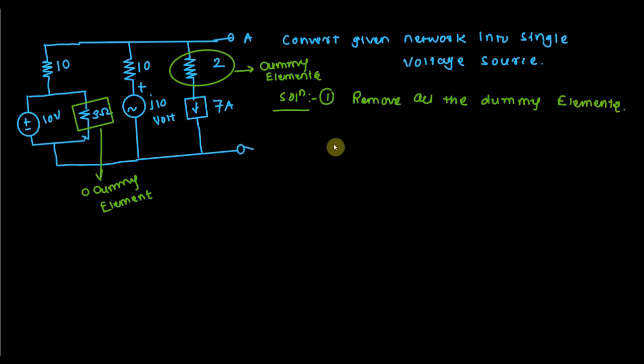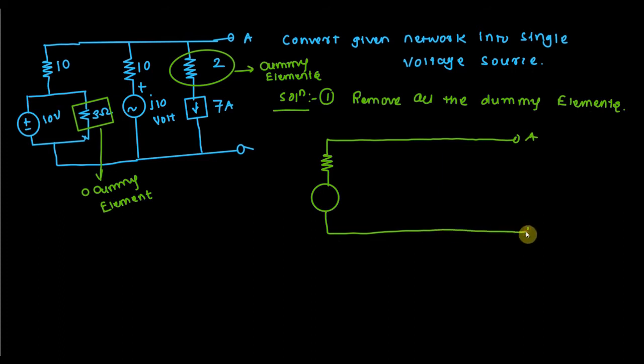So after removing all these dummy elements, what will be the answer that we have to see? Okay, so this resistance will go, so this 10 will be incoming like this. So this value is 10, they have given, and this is plus minus 10 volt. Fine.